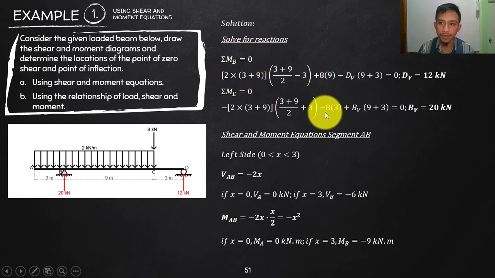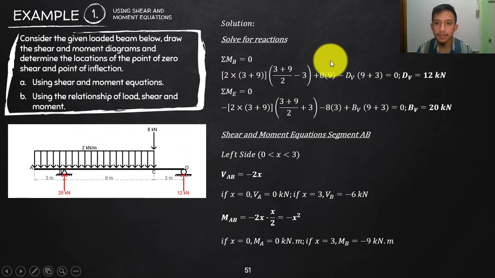So first solve for the reaction. That is the first step. Let's say take a moment at B. On this side, let's say clockwise is positive. This side will be counterclockwise. The loading here, the part of that UDL on this side will be clockwise, so positive. And then we have here 8 kilonewtons, a concentrated load, clockwise. And then we have here this unknown. This is still unknown. That is what we are going to solve first. dB, that is counterclockwise.